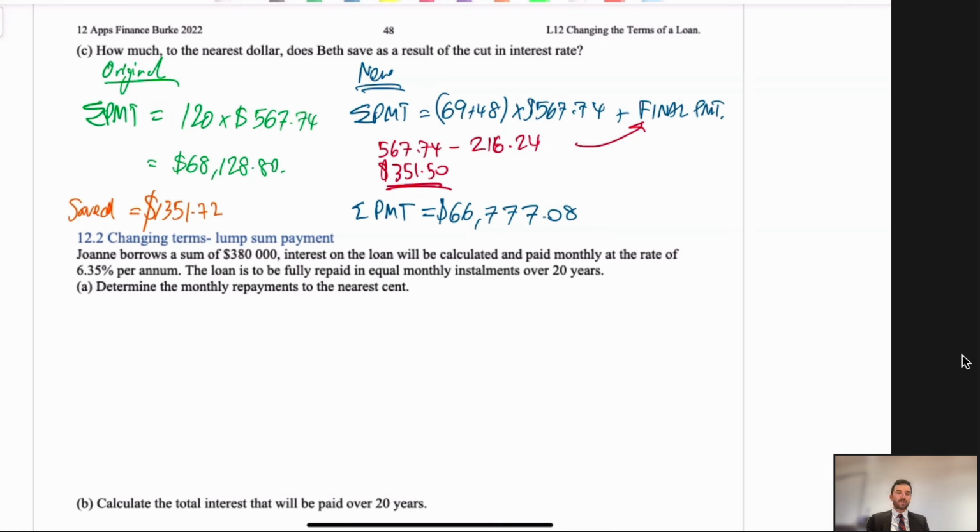In this case, we're going to do something called a lump sum payment, which is a one-off payment somewhere during the loan, and we're going to see what the effects are made on this. Okay, so let's have a go through this question now.